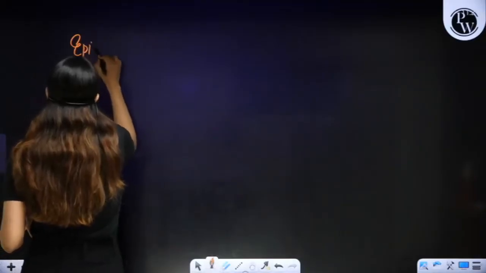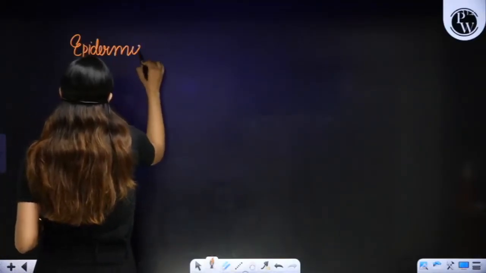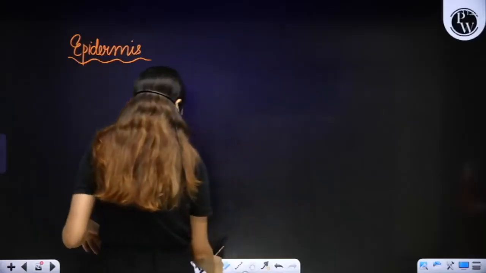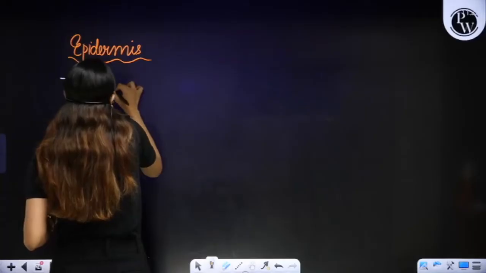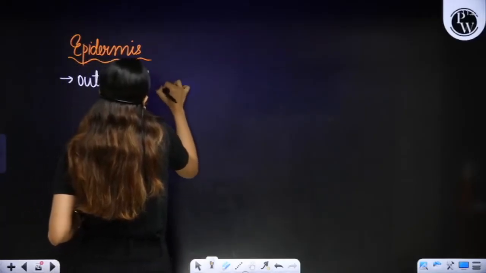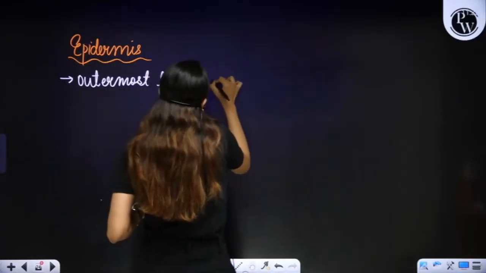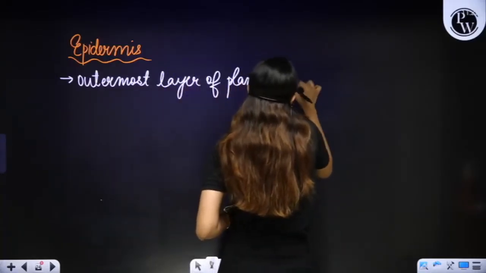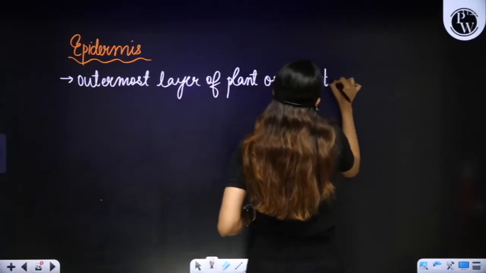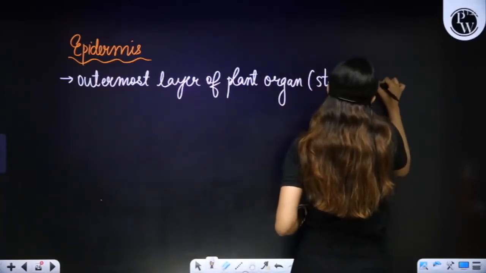So now we'll be discussing the epidermis. Basically, the epidermis is the outermost layer of any plant organ, be it the root, stem and leaves, just like we have the skin, right? The outermost layer of the plant organs like stem, leaves and roots.